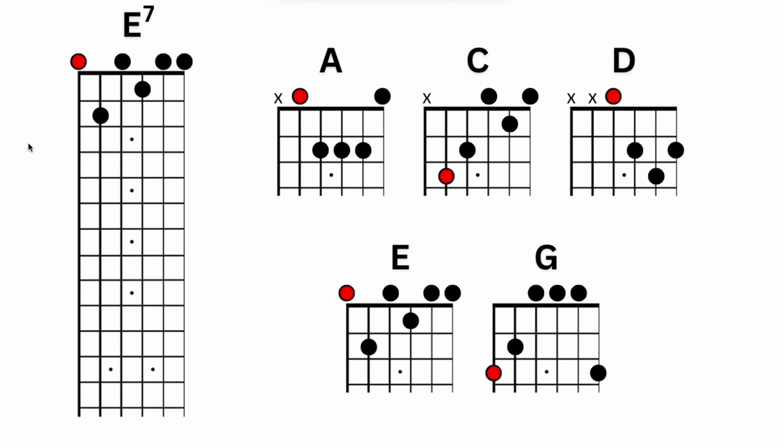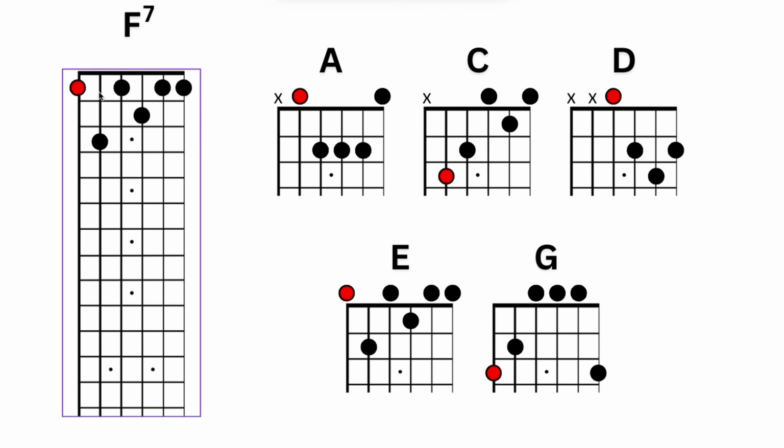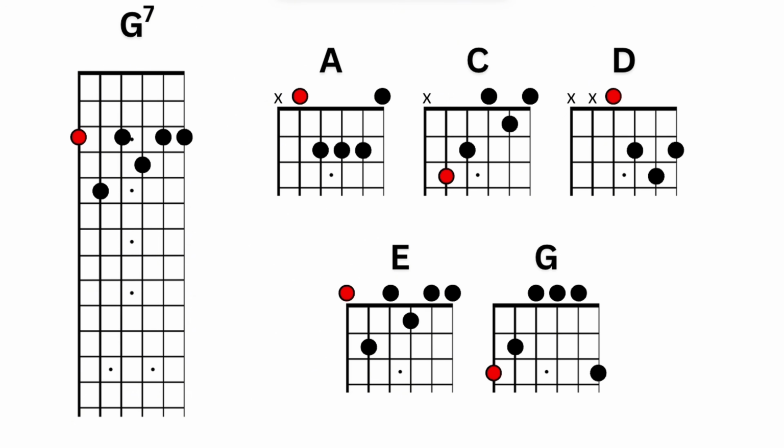But what if I start moving that E7 up the fretboard? If I move it 1 fret higher, it's going to become an F7. Remember, this is your bar right here, right? If I move it 2 frets higher from there, G7. 2 frets higher from there, A7.